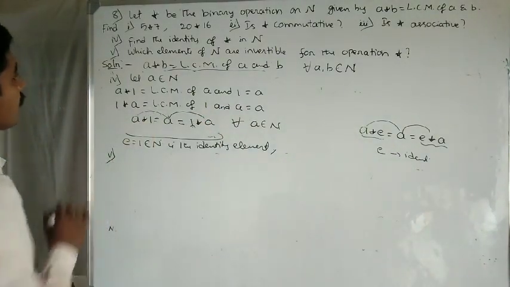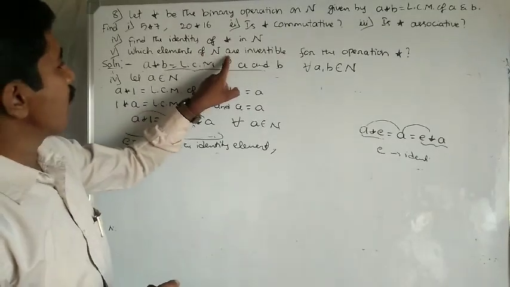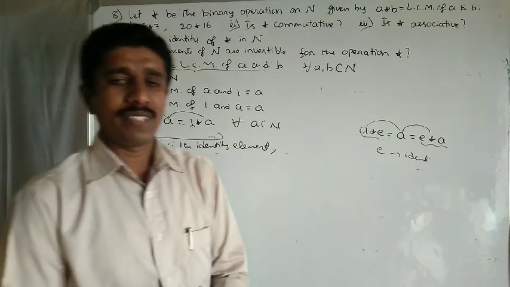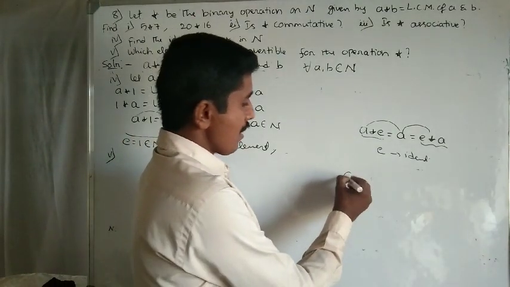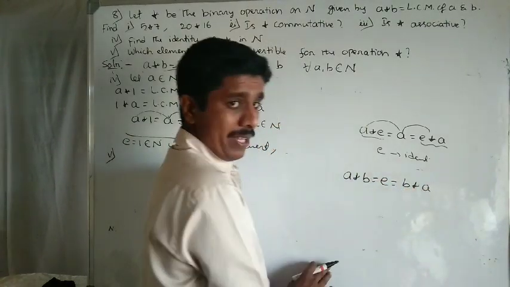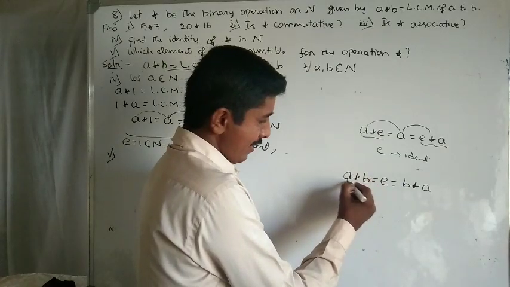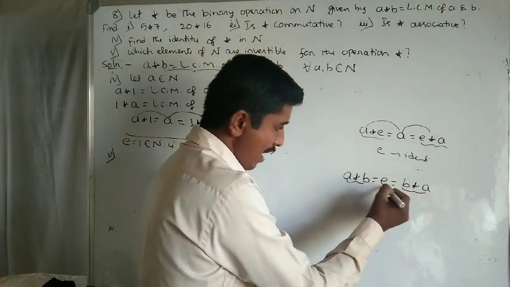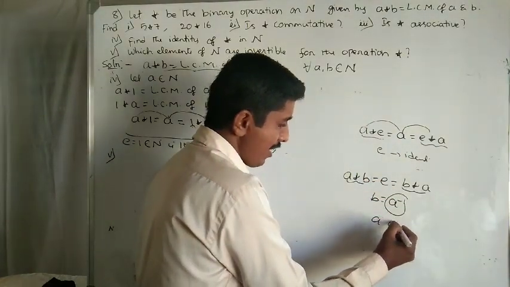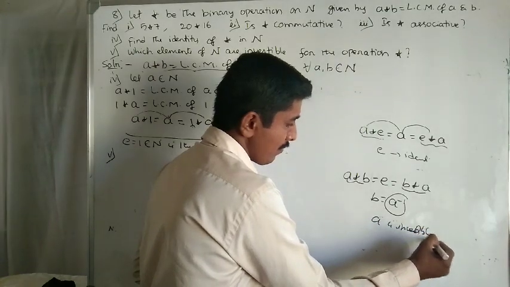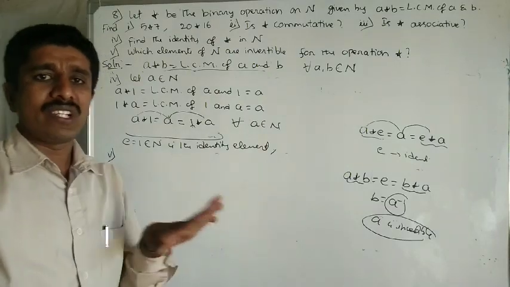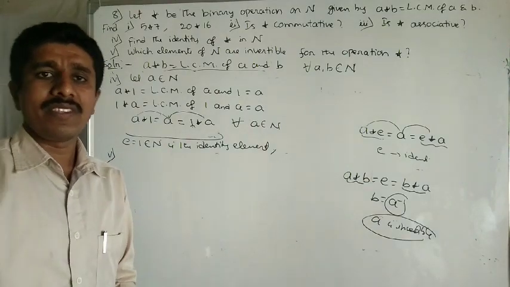So next, fifth one: which elements of N are invertible for the operation star? You know the inverse law definition. A star B equal to identity element, B star A equal to identity element. Then we say that here B is called the inverse of A. That means A is invertible. A is invertible means its inverse exists. Now I am writing the definition of inverse.